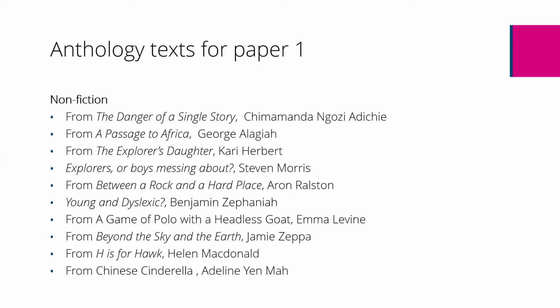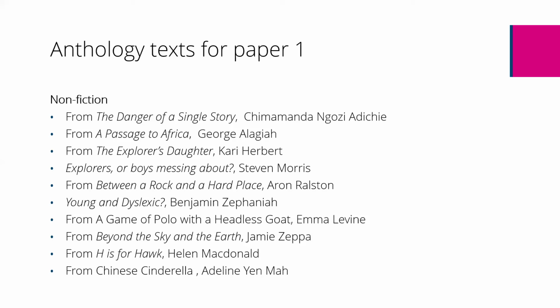So just a quick reminder of what the texts are for paper 1. So this is part 1 of the anthology. We did have a little conversation on Monday about which were your favourite texts. But obviously we want to do the nitty-gritty of assessment today a little bit more, but just a reminder of what these texts are for part 1. The Danger of a Single Story, A Passage to Africa, The Explorer's Daughter, Explorers Are Boys Messing About, Between a Rock and a Hard Place, Young and Dyslexic, A Game of Polo with a Headless Goat, which is what we'll be focusing on today because that was the extract that was chosen for the June 2024 paper. Beyond the Sky and the Earth, H is for Hawk, and Chinese Cinderella.